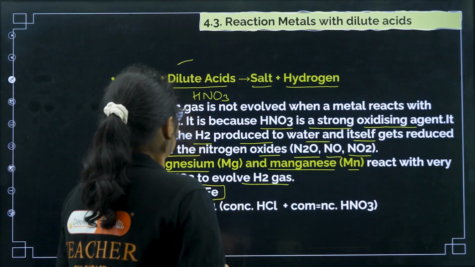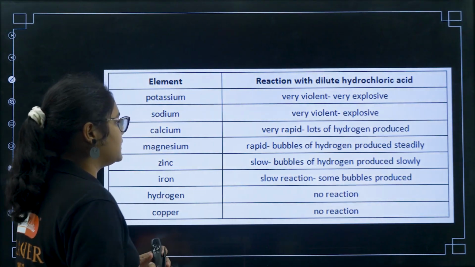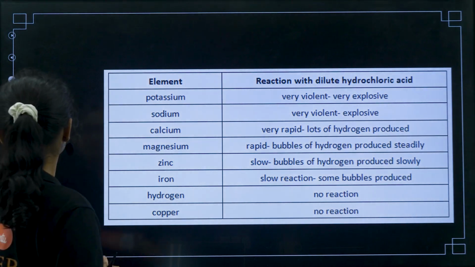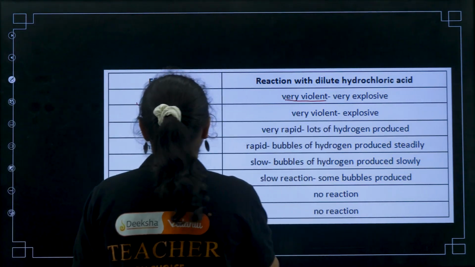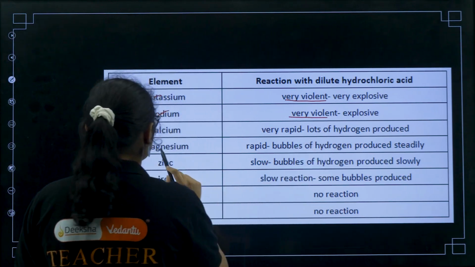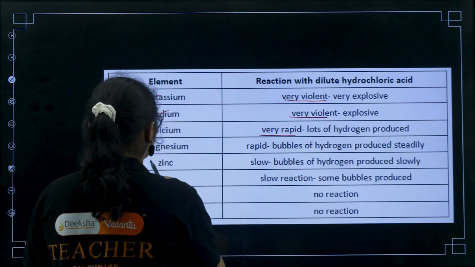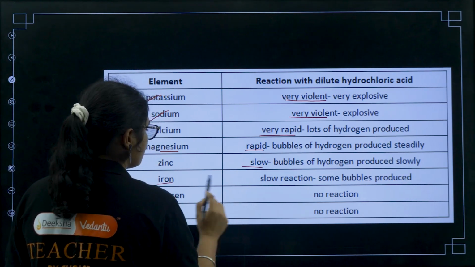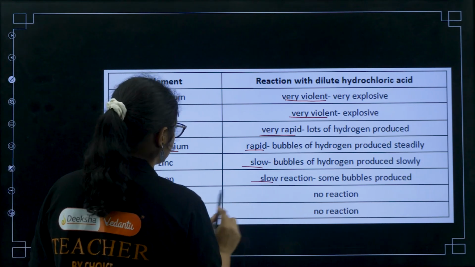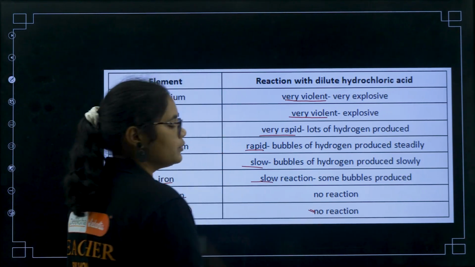Okay. Next we have, you can see here, the reaction with acids. For potassium it is very violent, with sodium also it is very violent, calcium very rapid, magnesium forms hydrogen bubbles, with zinc it is slow, with iron it is slow, with hydrogen there is no reaction, with copper also no reaction.